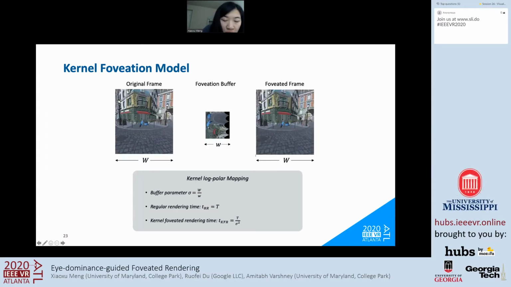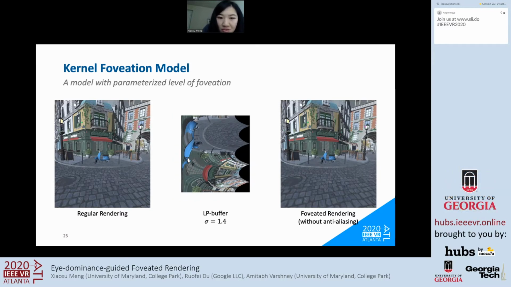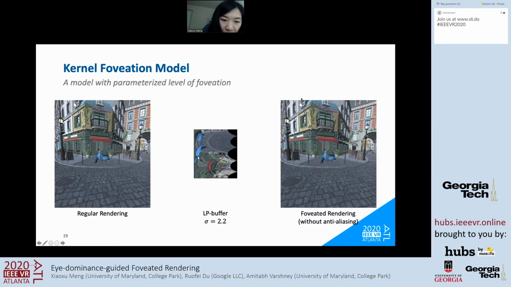We define the ratio between the width of the screen and the width of the buffer as parameter sigma, and we define the time to render a regular frame as t. So the time to render a kernel foveated frame is t over sigma squared. With the increase of parameter sigma, the buffer size will become smaller, and as a result, the rendering quality for the periphery gets lower, but we will get higher and higher speed. Here are some examples with the increase of parameter sigma.